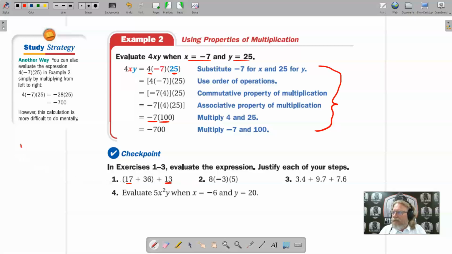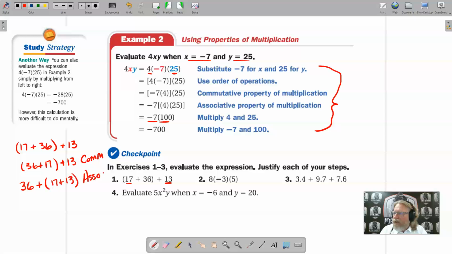So what we're doing is, let's rewrite this. It reminds me of my days in college where we had to write these long things and explain every single line that we changed, just like they're doing here. So let's go ahead and change the order. This would be 36 plus 17 plus 13, and we just switched them, so this is the commutative property. Now let's regroup 36 plus, and let's regroup the 17 with the 13, and this is called the associative property, right?